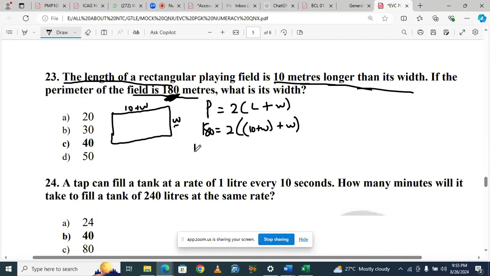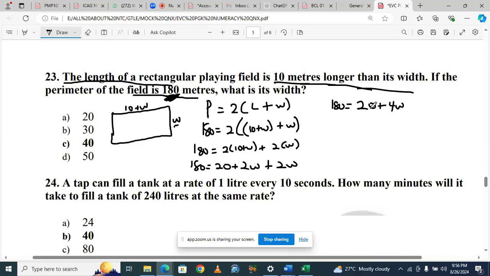Now let's expand the bracket. 180 is equal to 20 plus 2W plus 2W. Is that okay? So I continue. 180 is equal to 20 plus 4W. Is that correct? Yes. All right. So now let's group like terms.